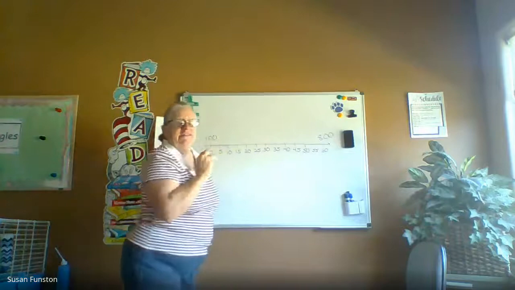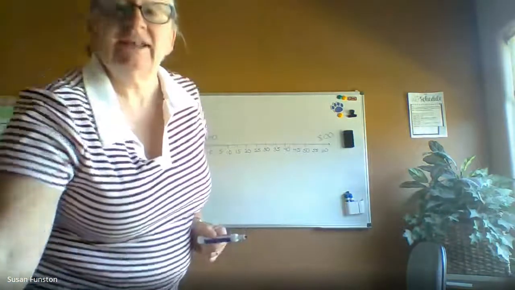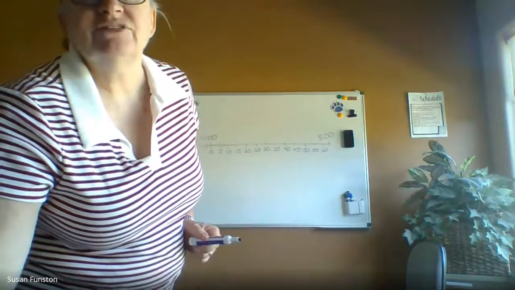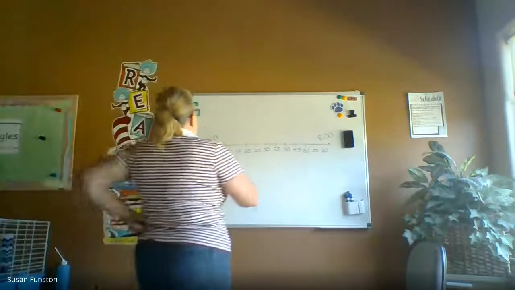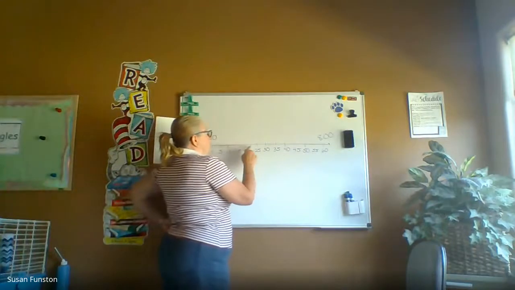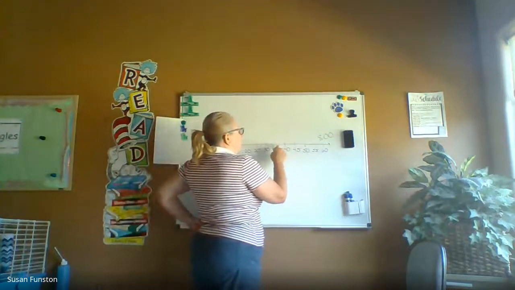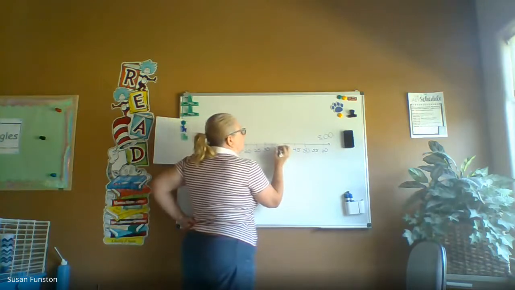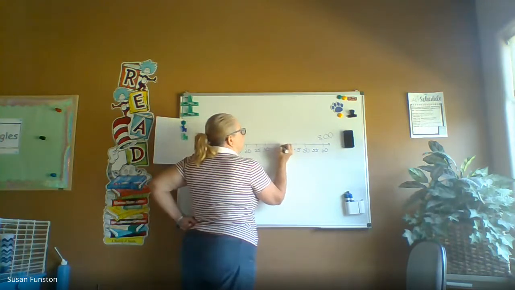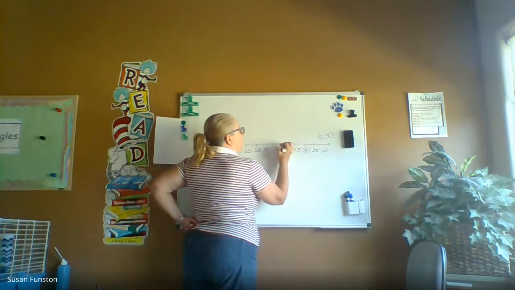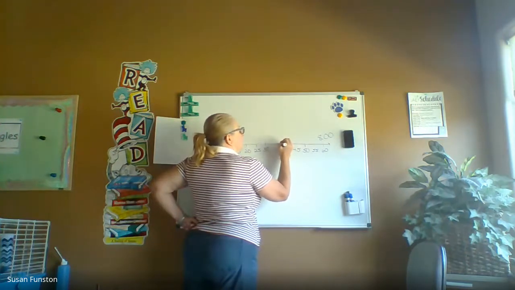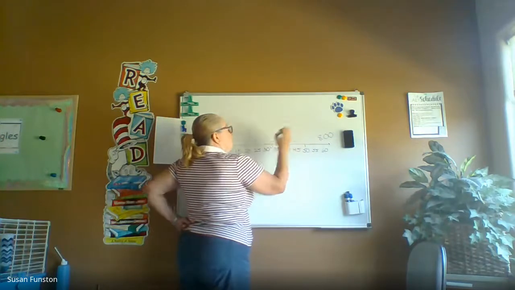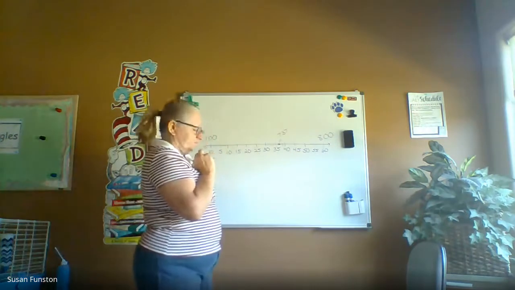So if I start at 7, and I need to find 37 minutes after 7 o'clock, I'm going to count 5, 10, 15, 20, 25, 30, 35. Do I want to go to 40? No, I'm in between here. 35, 36, 37, 38, 39, and 7:37 is the time that Mark gets to school.